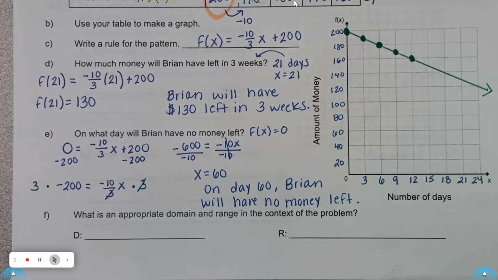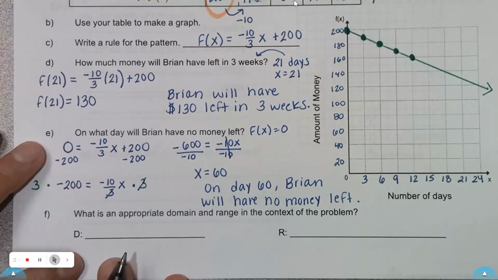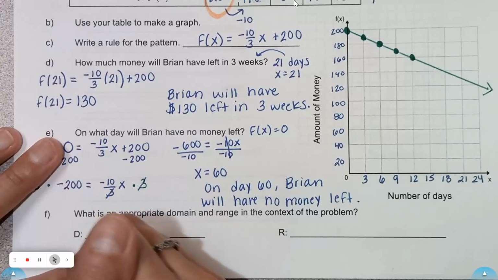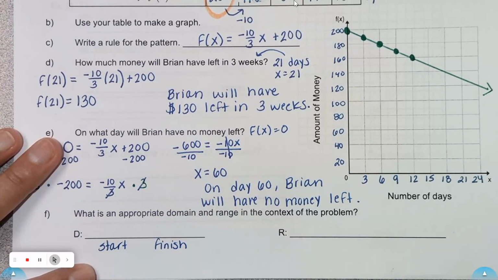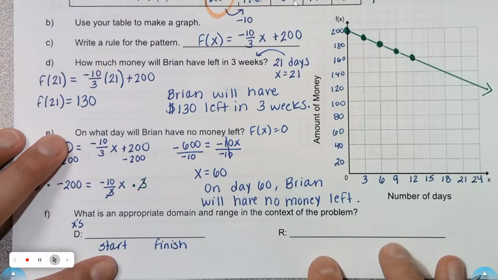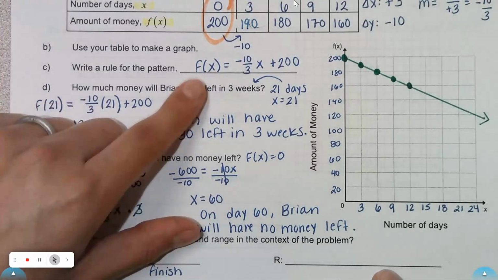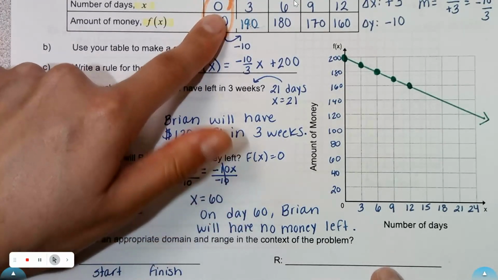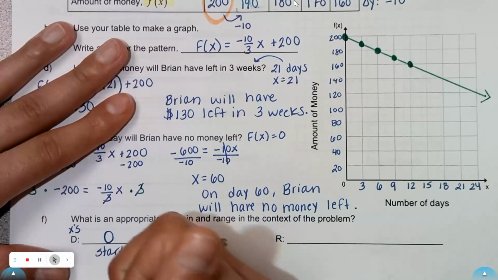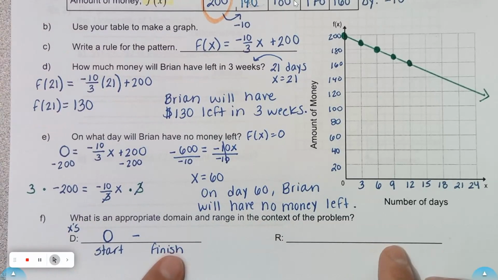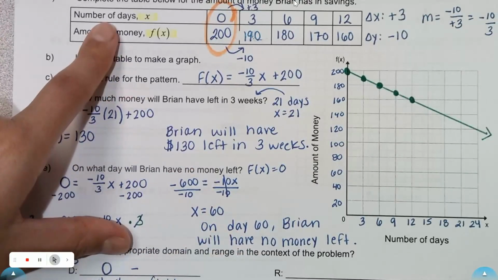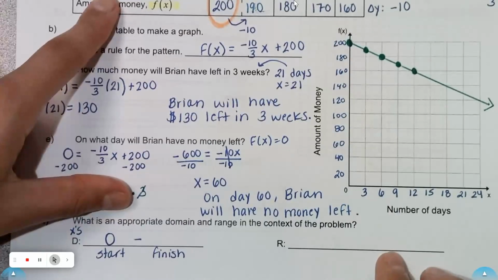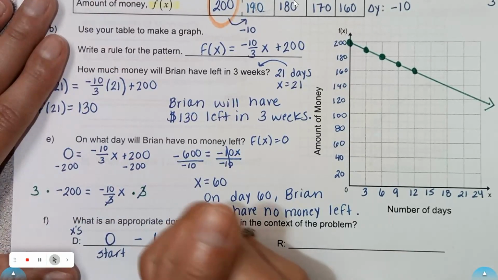Okay, part F. Part F talks about domain and range. Remember, domain is your x's and range is your y's. Here, for my domain, you want to think about your start and your finish. Okay, so think about your x's, right? Domain is the x's. So if I look at my table, it looks like I start on day 0. Okay, perfect. So my start is 0. Finish though, so I want to think about, okay, well, Brian is going to have no money left on day 60. Okay, and my x is being represented for the days. So it looks like I go from 0 to 60 days.